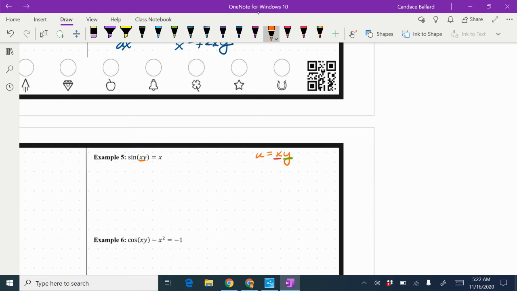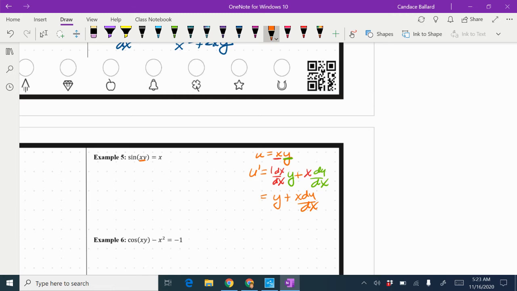So I'm going to take that derivative. So u prime equals, the derivative of x would be 1 dx/dx. Keep the y the way it is, right? Plus, keep the x the way it is. The derivative of the y would be dy/dx. If I was to clean that up just a little bit, it would be y plus x dy/dx.